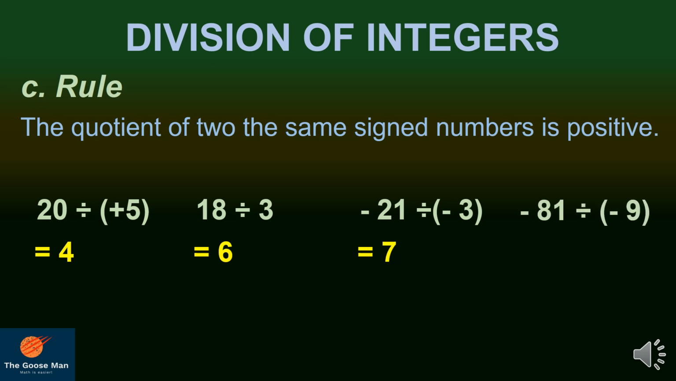Next, negative 81 divided by negative 9. Since I have two negative signs here, the quotient is positive. Again, negative 81 divided by negative 9 is positive 9.